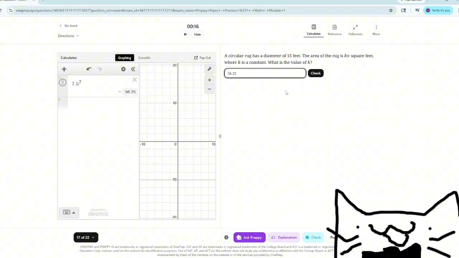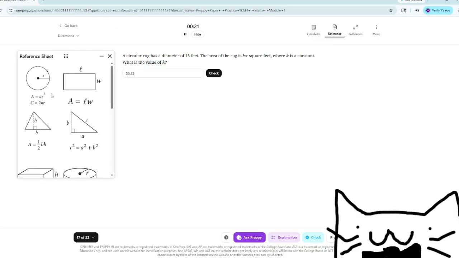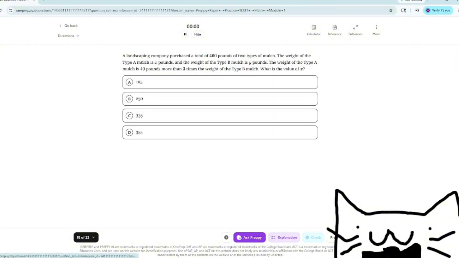How I got this: at first I was wrong, because the diameter we're given is 15, so the radius is 7.5. We want to find k, so we have to square it to go to k, because the squared symbol is on the radius. So it'd be 7.5 squared, which is 56.25. Boom. Alright. A landscaping company purchased 460 pounds of mulch.